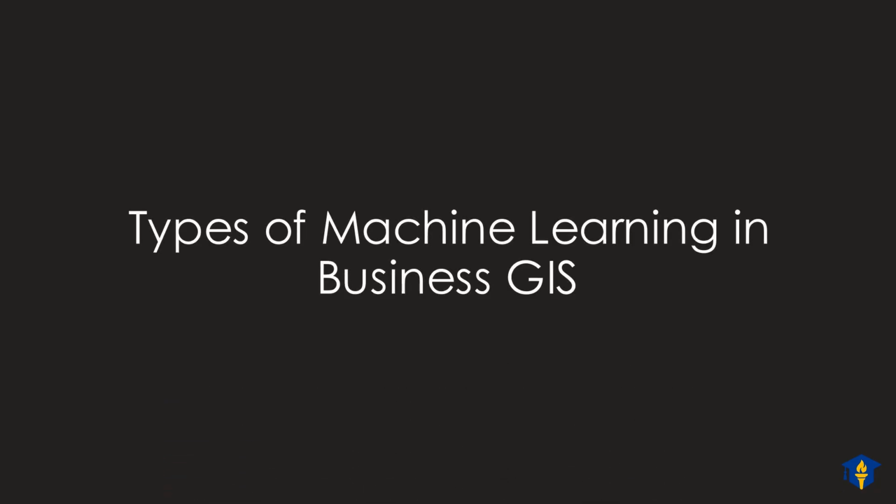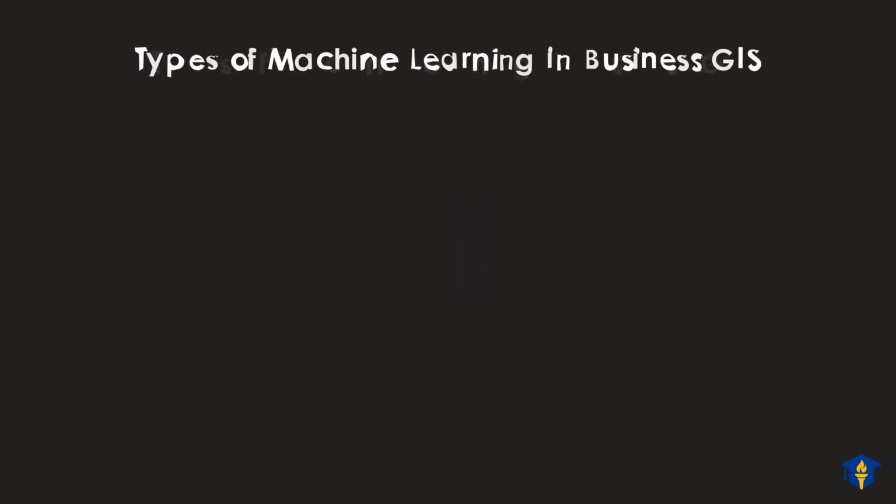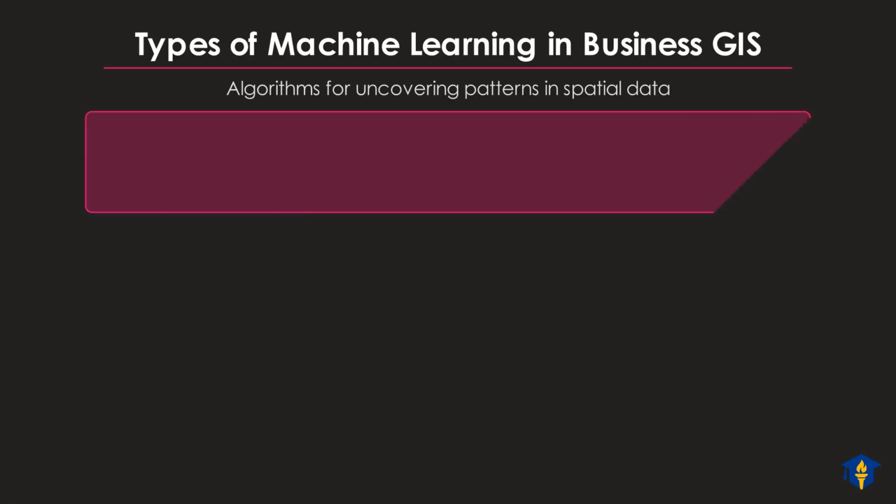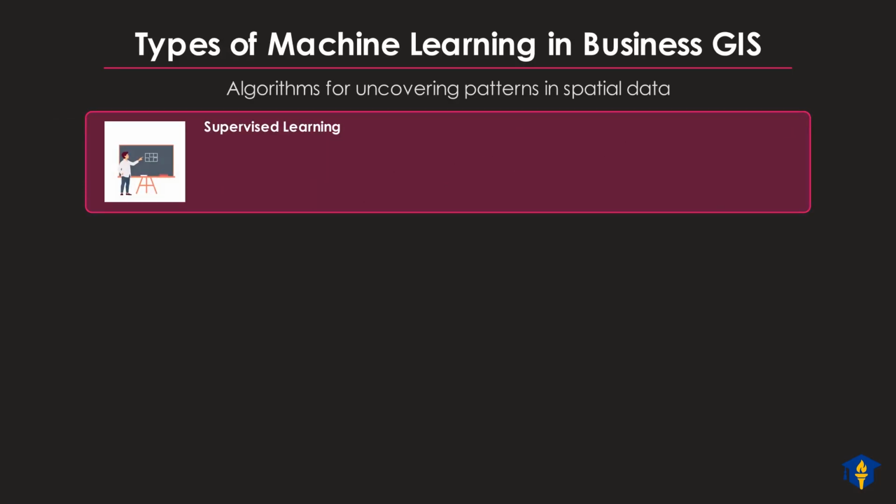Let us now discuss the different types of machine learning used in business GIS. These algorithms are powerful tools for uncovering hidden patterns within spatial data. First, we have supervised learning, which uses labeled data for training.